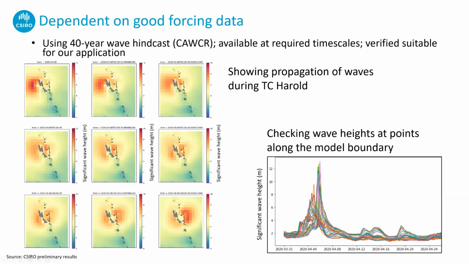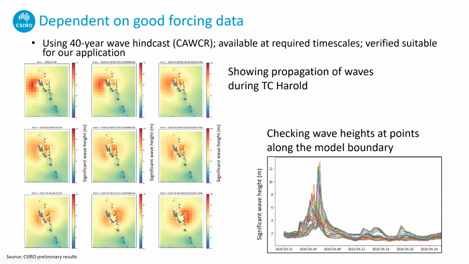The other thing it's really dependent on is good forcing data. And so one of the forcing data sets we're using, forcing for waves, is that Corker hindcast that Ron mentioned, because that's available at the required timescale. It's over that 40 years, and it's available at hourly timescales to input to the model. So we've done some verification just to make sure that this is suitable for our application. The plots on the left here just show wave propagation of waves during Cyclone Harold through the domain. And this was just checking that wave heights along the model boundary were appropriate.